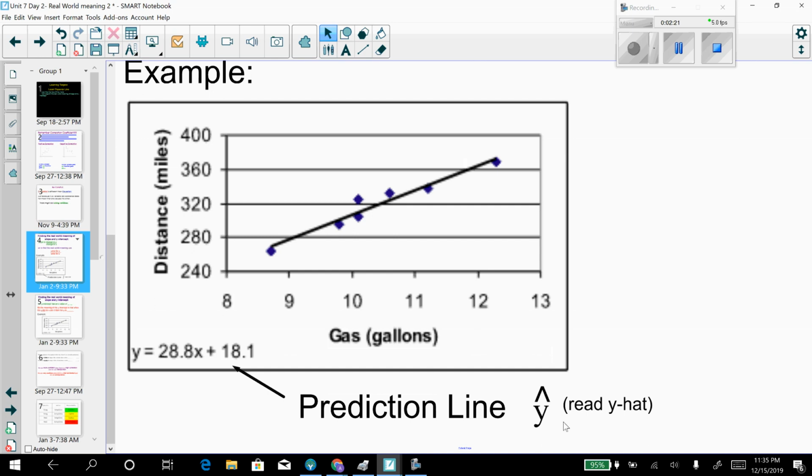Now technically there should be this little mark over the top of the y. This is read y hat, and it means that this line right here is a prediction line. If you can see here, it doesn't go through every single point, but we are using it to predict where our data might be. So again, here's your slope, 28.8 miles per gallon. You see how I did the y over the x, and then plus 18.1. That's our y-intercept.